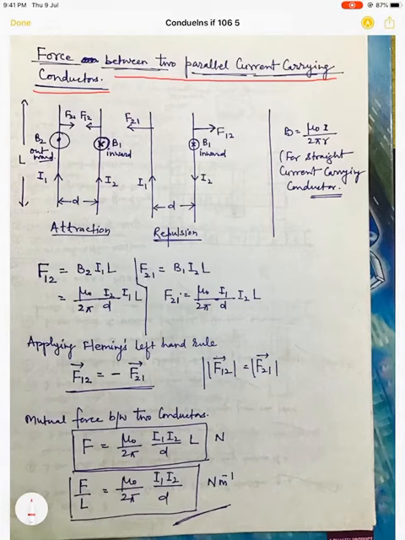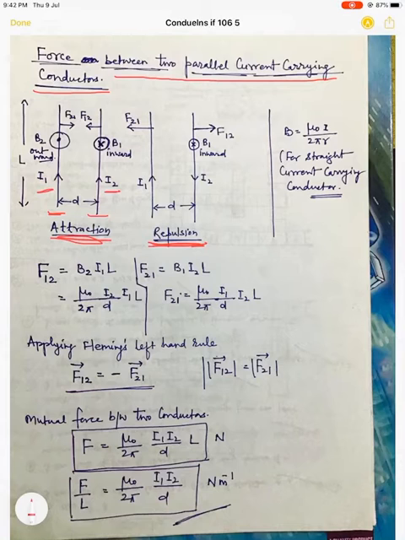So, if we have two parallel conductors, one is this and the second one is this, with currents I1 and I2. In this case the two currents are in the same direction, but in the second case we may have the two currents in the opposite direction. One thing we should know: when currents are in the same direction, there is a force of attraction, so they are attracting each other, and if the currents are in the opposite direction, the two conductors are repelling each other.